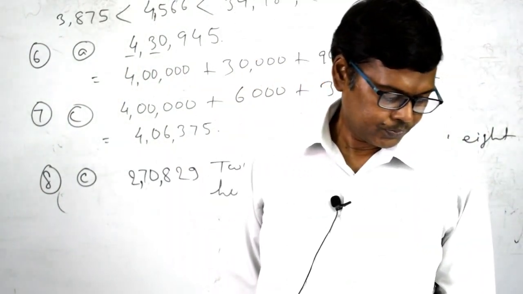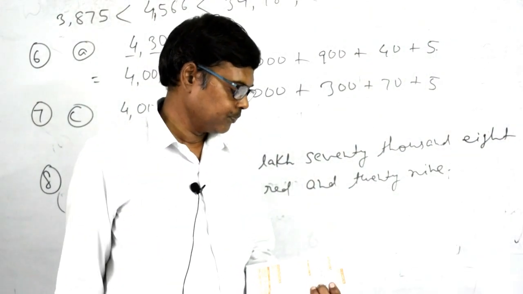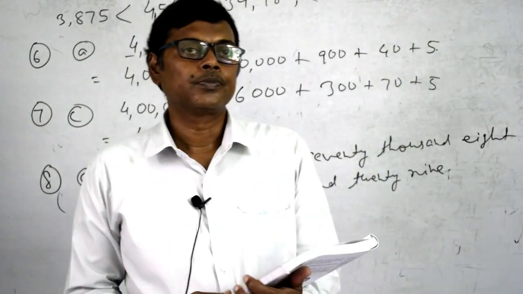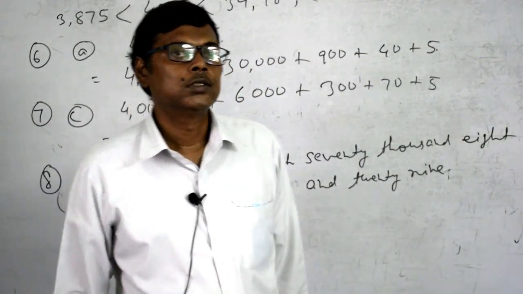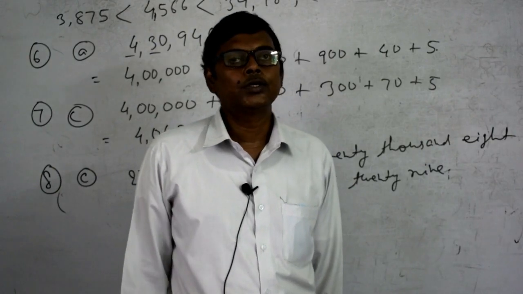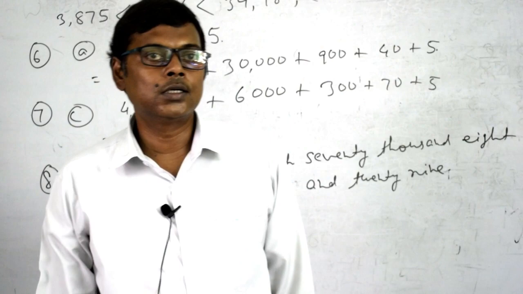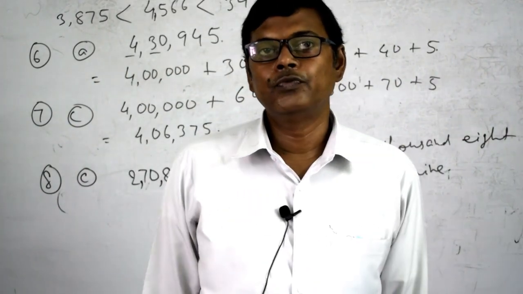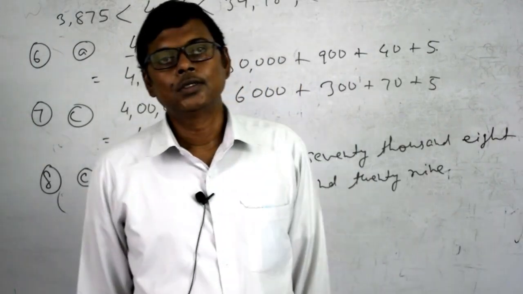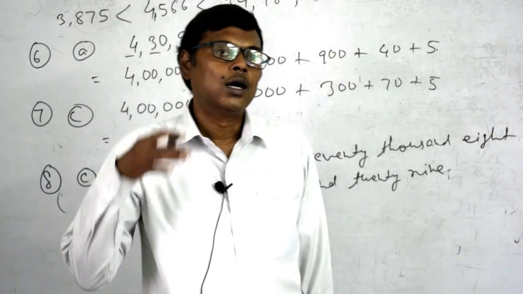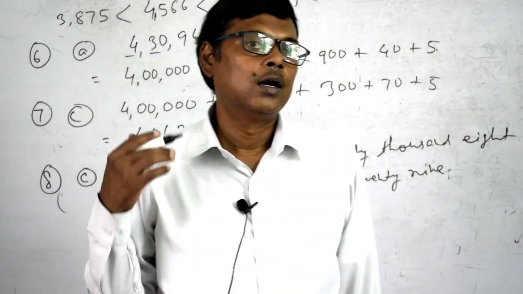Okay, so in case of the Indian system of numeration, we use the places ones, tens, hundreds, thousands, 10,000s, lakhs, 10 lakhs, etc. And in case of the international system of numeration, we use the place values as ones, tens, hundreds, thousands, 10,000s, 100,000. Then next is a million, 10 million, 100 million.